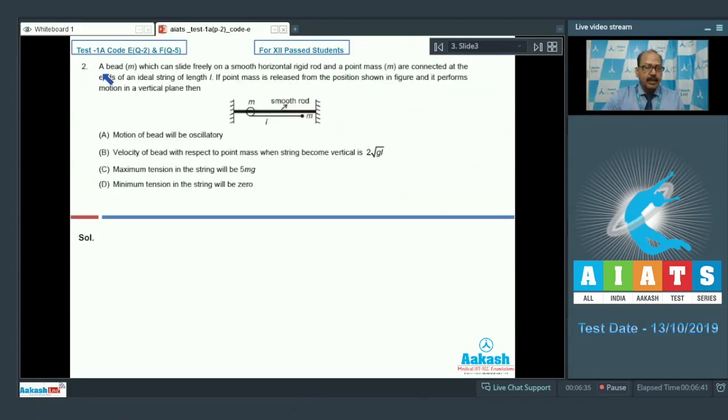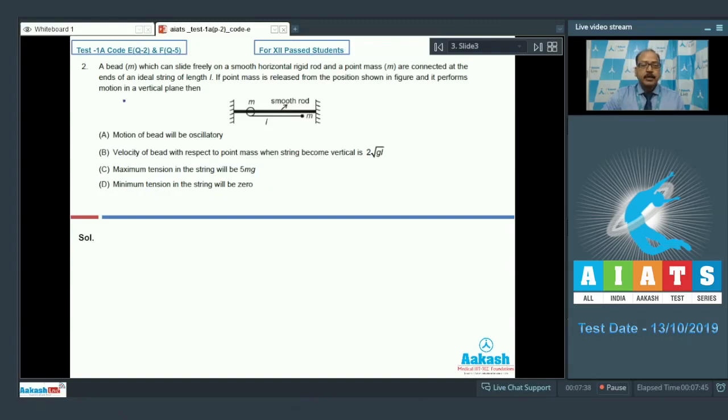Question 2 says, a bead of mass m, which can slide freely on a smooth horizontal rigid rod, and a point mass m are connected at the ends of an ideal string of length L. If the point mass is released from the position shown in the figure and it performs motion in a vertical plane, then option A says motion of bead will be oscillatory. Option B says velocity of bead with respect to point mass when string becomes vertical is 2 root GL. Option C says maximum tension in the string will be 5 mg, and option D says minimum tension in the string will be 0.